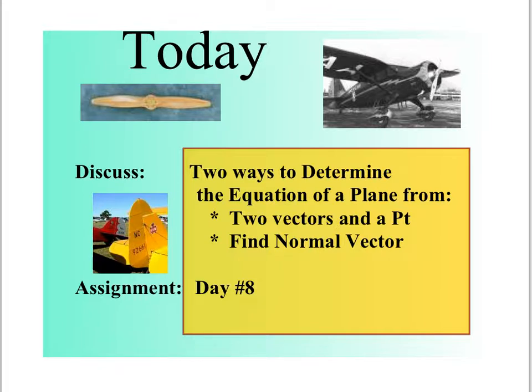Alright, two ways to determine the equation of a plane from two vectors and a point, as well as finding the normal vector first. The normal vector is just going to be a vector that's perpendicular to the plane that we're dealing with. Okay, so let's get started and do a little bit of review to start with.